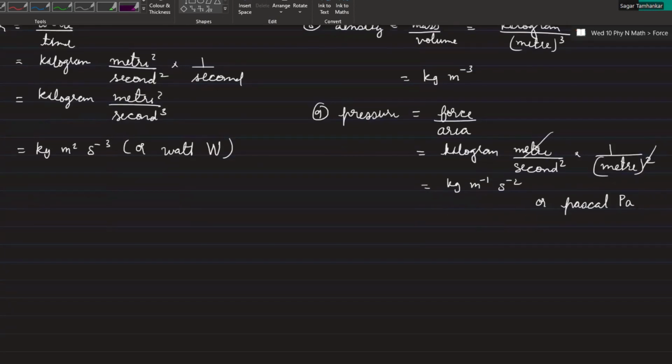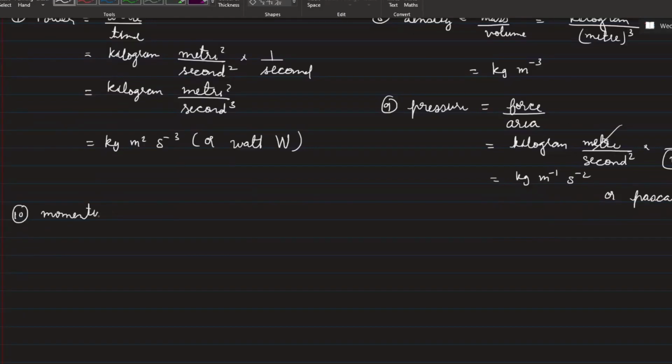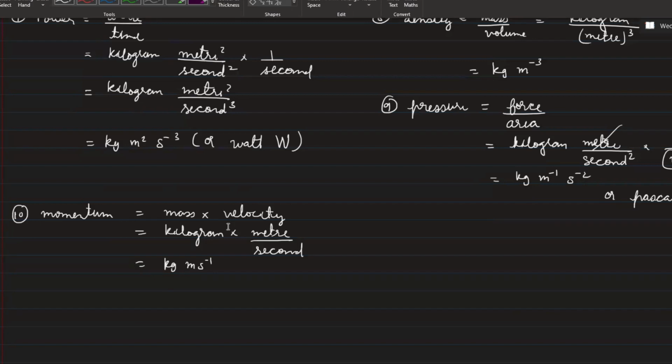So this is pressure. Then another unit is momentum. Momentum is mass into velocity. Mass is measured in kilogram and velocity is measured in meter per second. So this will be kg meter per second. There is no special name given for this. And then we will have frequency. Frequency is the number of times that something occurs in a second. So frequency is 1 upon second. That is s minus 1, or it is called Hertz, which is given by a capital H and a small z. So these are some of the units which we should know about.